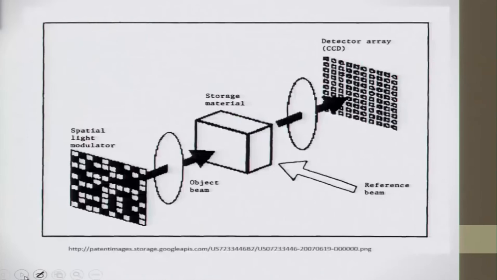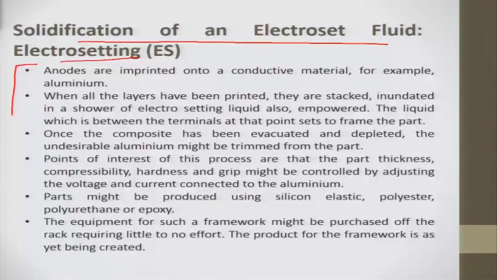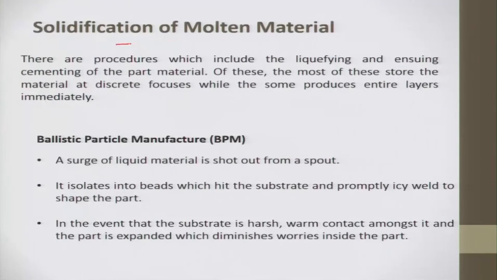So this is a specific kind of holographic interference solidification method. The spatial light modulator is there and the light is passed. This is the storage material, object beam is there, reference beam is there and detector array is there. So there are certain other processes like solidification of an electroset fluid, which is known as electrosetting. I will not discuss all these processes but provide you with these notes, but I would like to discuss a few very popular processes. Solidification of molten metal is the second classification here.